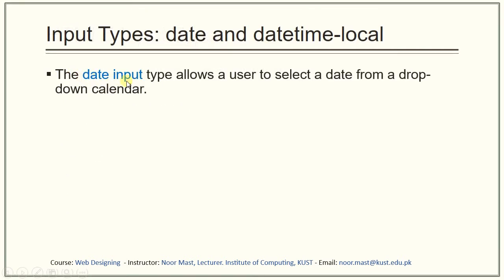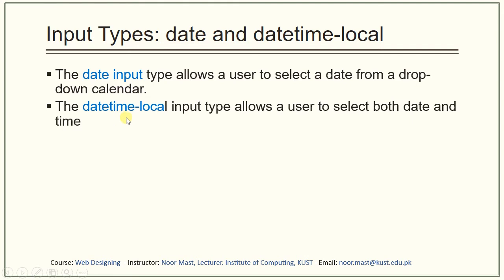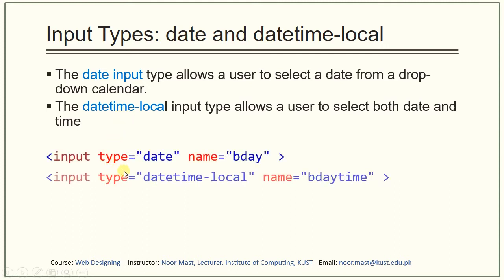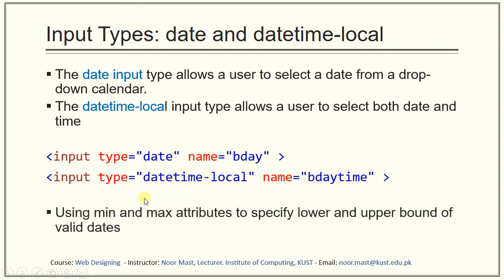The date input type allows a user to select a date from a drop-down calendar. The date value includes the year, month and day but not the time, whereas the datetime-local input type allows a user to select both date and time. Look at these codes. It shows how to define date and datetime-local input types. Moreover, you can use the min and max attributes to specify the range of the valid dates.